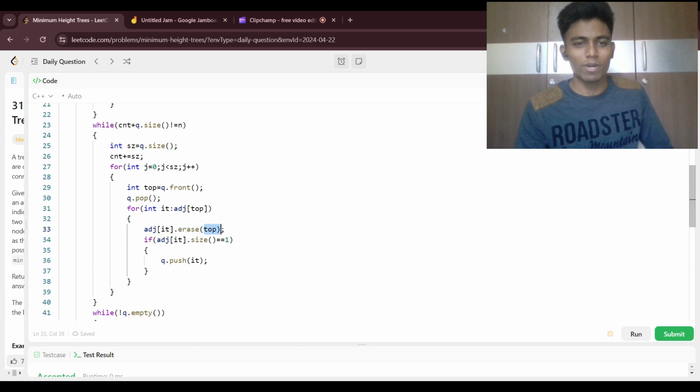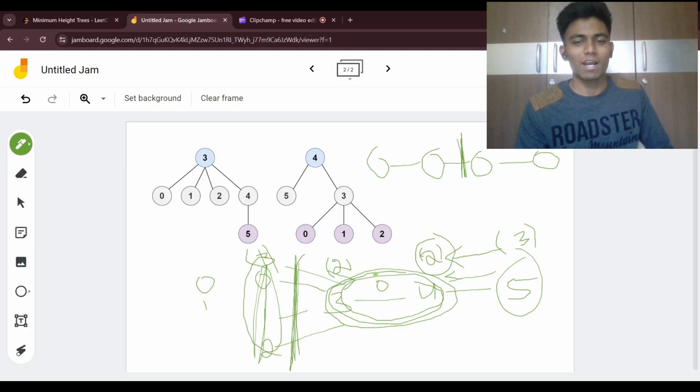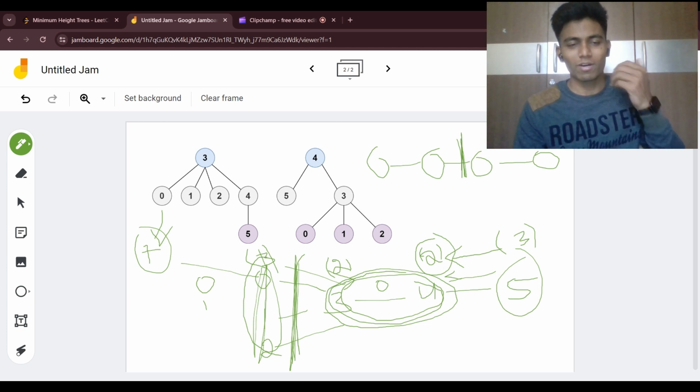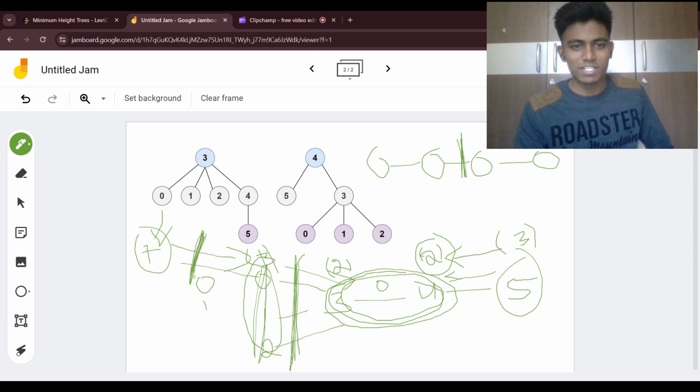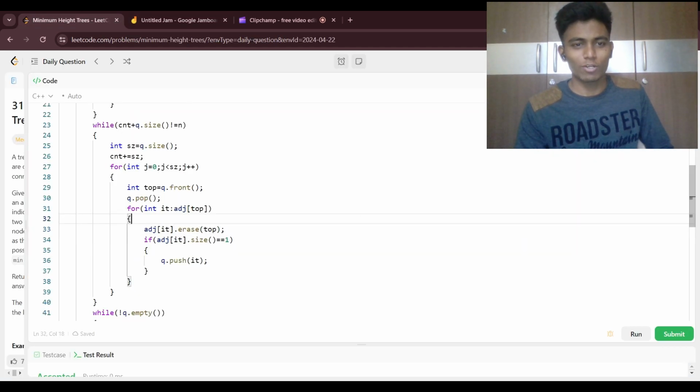Suppose I have one more connected element which is 7, and it is connected to 0. Now this is an element which has only one neighbor, 0, so it is a leaf node. We are going to move inwards to this 0, so that this edge is going to break, and then we travel to this 0. So that's what we are going to do. And if the size of this adjacent list is 1, then we can say this element is a leaf, and we push this leaf.